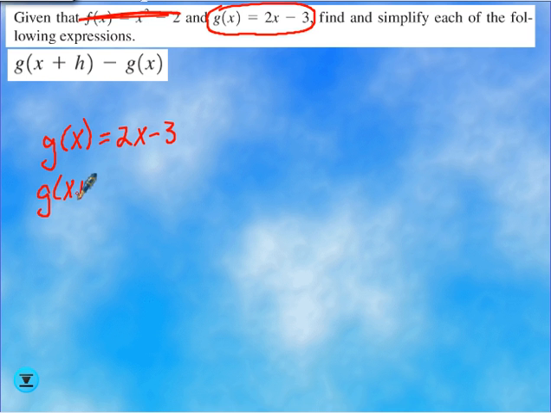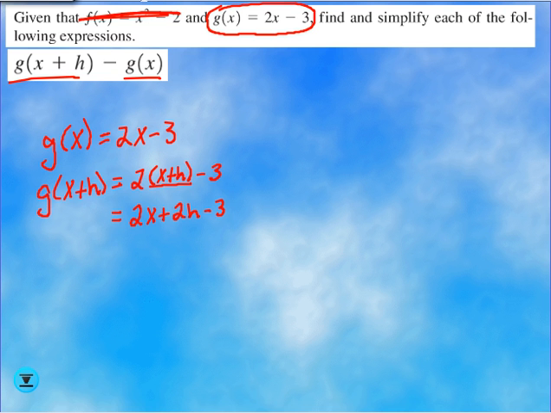Because we're asked to find what is g of x plus h minus g of x. Here's g of x. Let's find g of x plus h. Again, all you do is what's in parentheses here. You're simply plugging into g of x. So instead of 2x minus 3, you have 2 times x plus h minus 3. Take out the x, put in x plus h. That's all you have to do to find g of x plus h. Distributive property gives you 2x plus 2h minus 3.